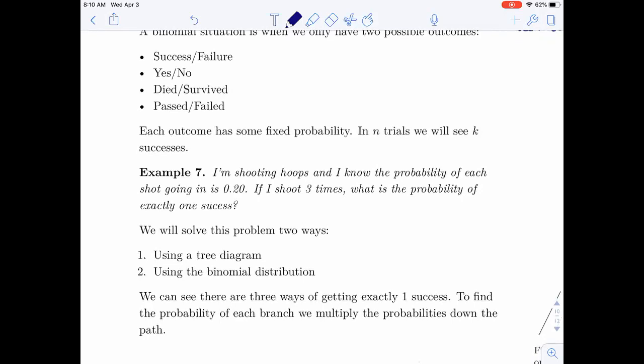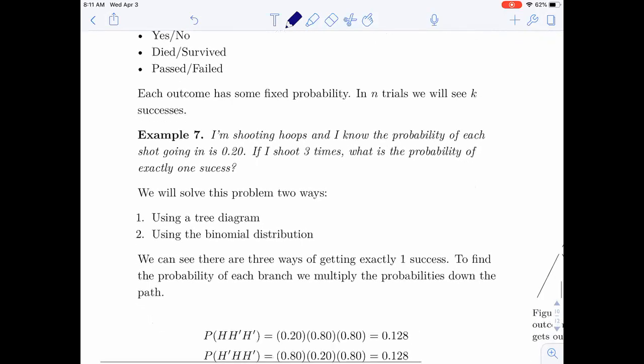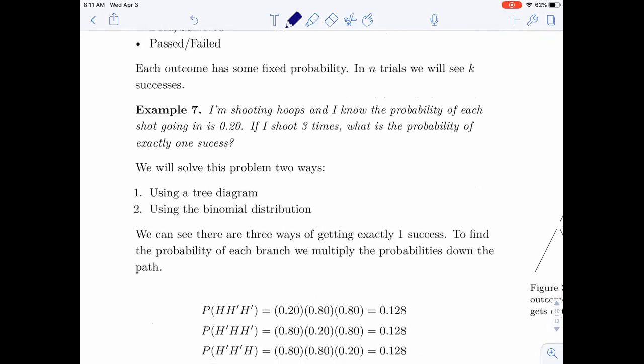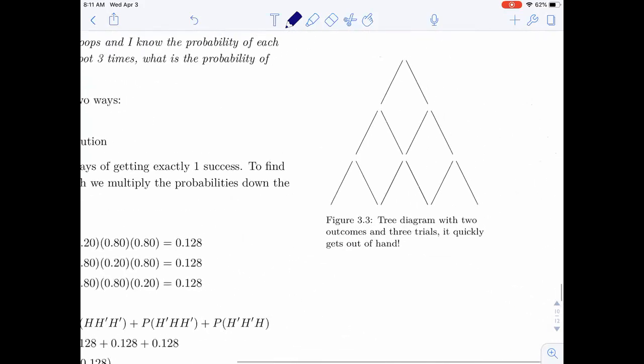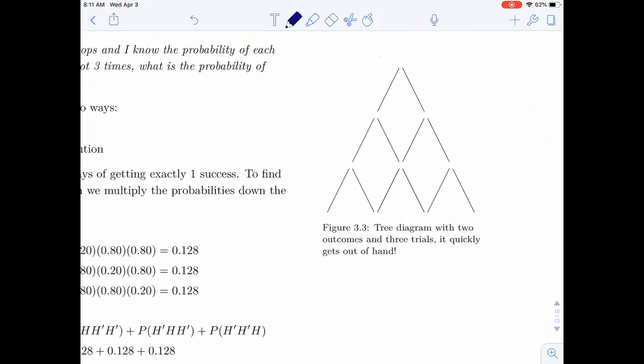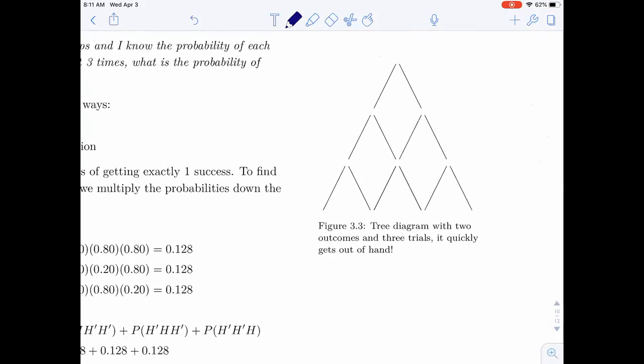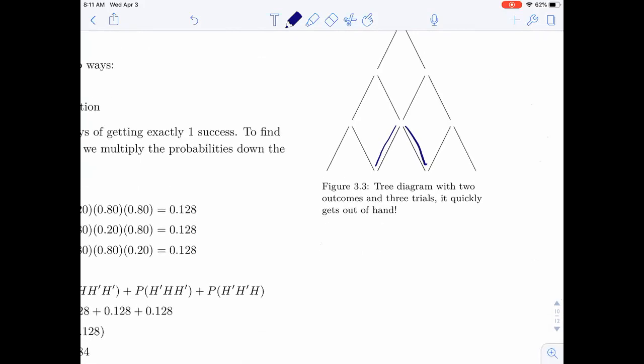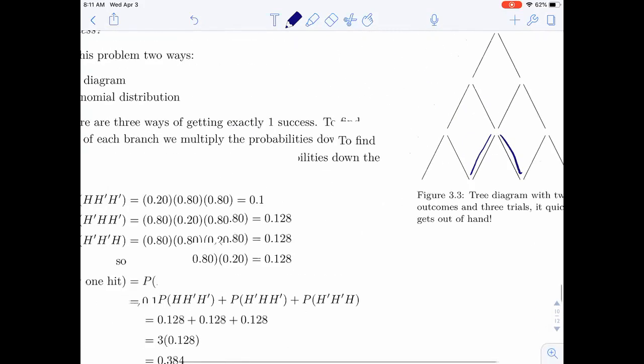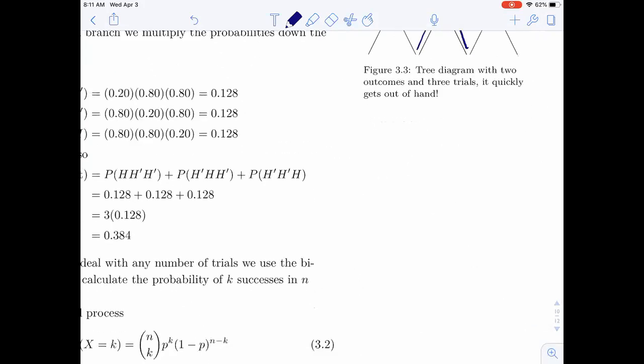So we're going to solve this problem with a tree diagram and also with the binomial, and you'll see why we would use the binomial, because for even 3 trials, the tree diagram gets a little bit out of hand. Okay. I've got this tree diagram here, but there's actually overlap here, as you'll see. Let's see here, example 7.